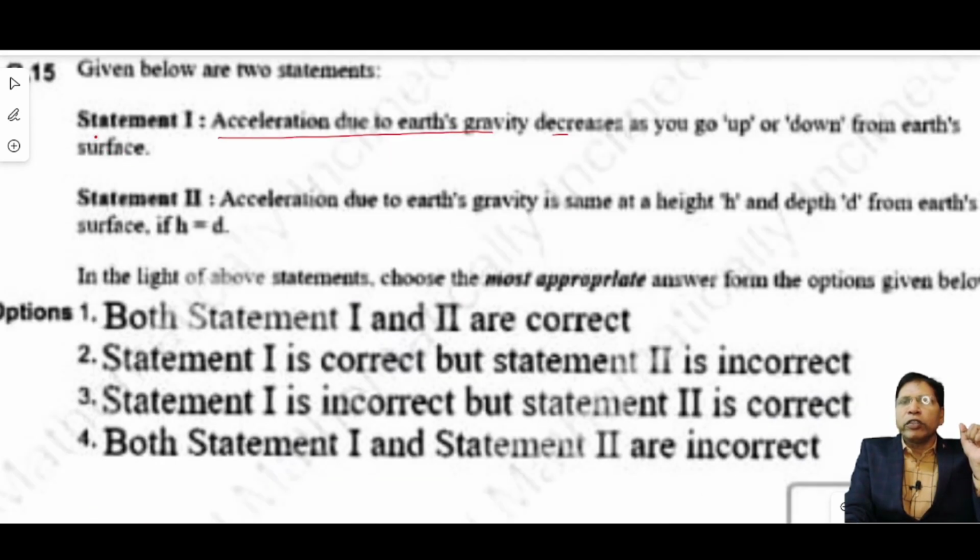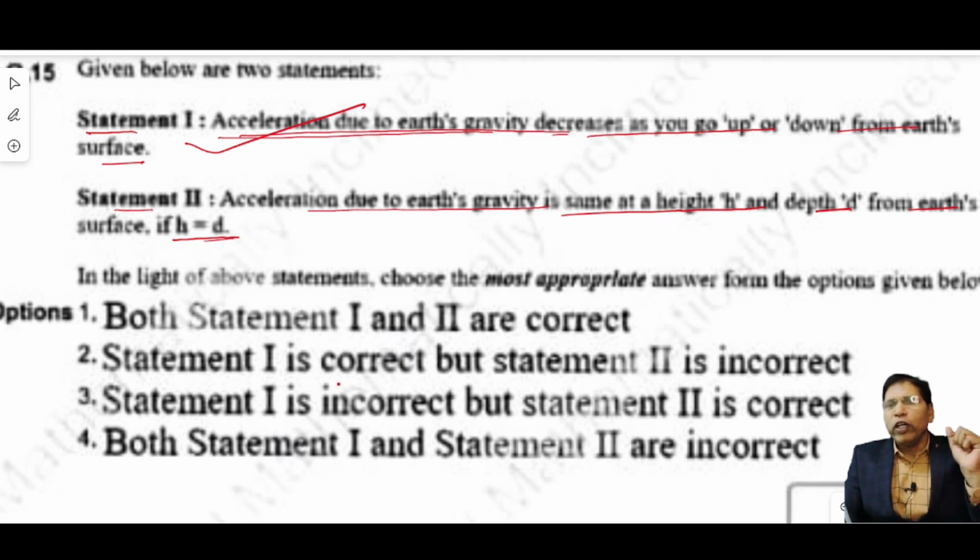Okay. Now statement 1. The acceleration due to Earth's gravity decreases as you go up or down from the Earth's surface. Yes, it is a correct statement. Now statement 2. The acceleration due to gravity is the same at a height h and depth d from the Earth's surface, if h equals d. No, no, no, no. This is an incorrect statement. So statement 1 is correct and 2 is incorrect. So option B is correct.